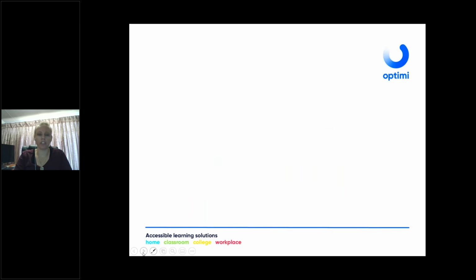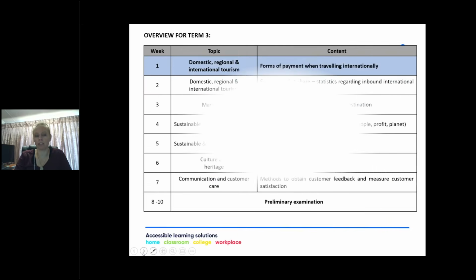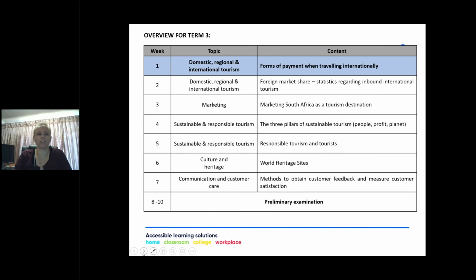Okay, so before we get into the content, let's just quickly have an overview of what you can expect of Term 3. For this week, we're going to look at the forms of payment when traveling internationally. For week 2, we're going to look at the foreign market share, statistics regarding inbound international tourism. Week 3, we're going to look at the marketing of South Africa as a tourism destination.